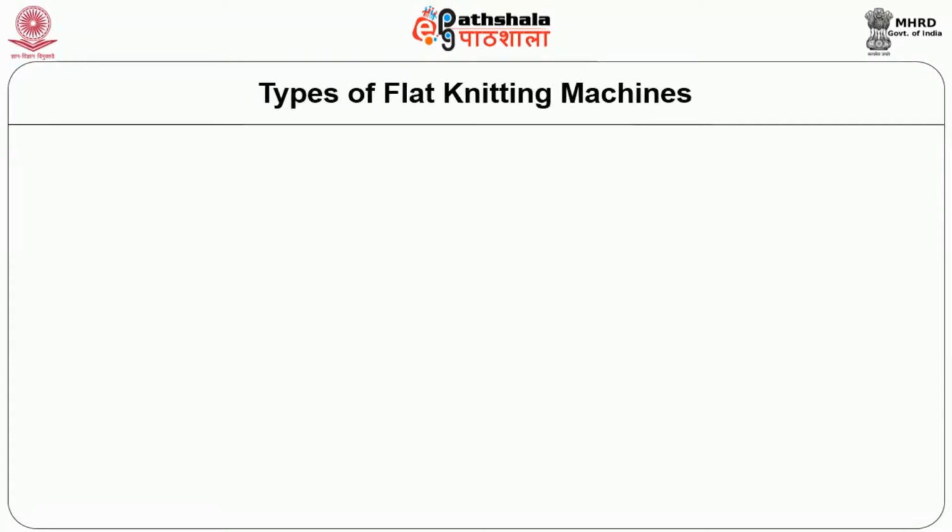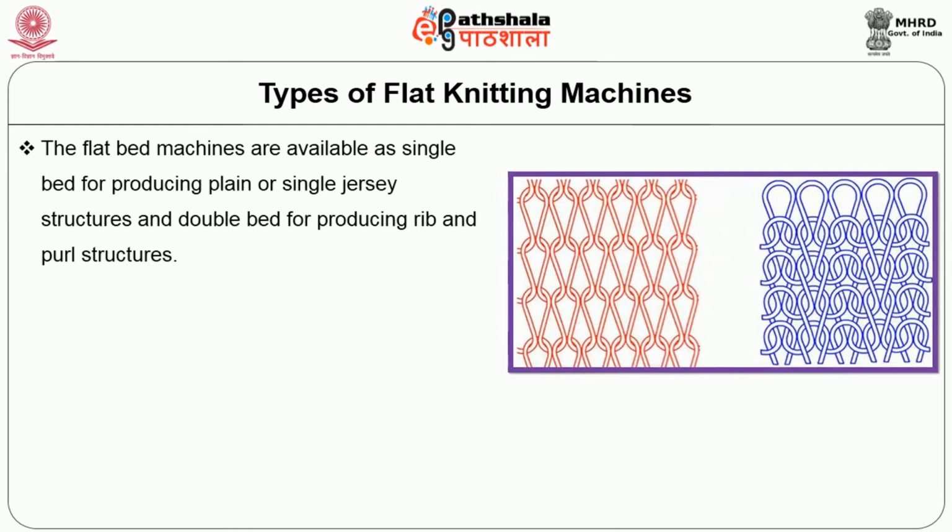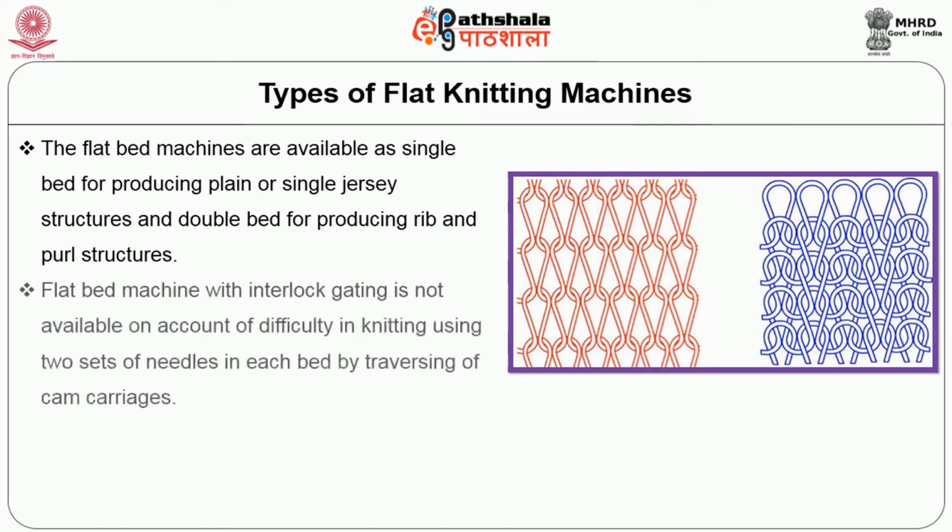Types of flat knitting machines. The flatbed machines are available as single bed for producing plain or single jersey structures and double bed for producing rib or pearl structures. Flatbed machine with interlock gating is not available on account of difficulty in knitting using two sets of needles in each bed by traversing of cam carriage.